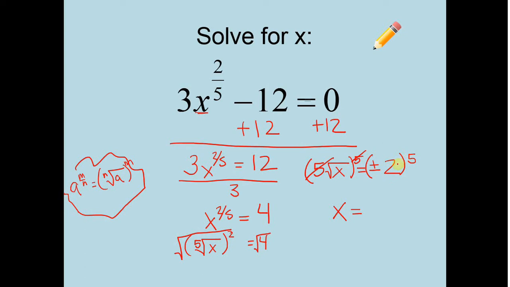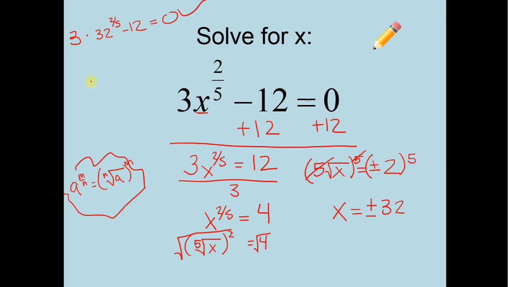We know that is 32, right? So plus or minus 32. So we have two answers for this problem, a positive 32 and a negative 32. So we need to check that. Put those in for x here. So I have 3 times 32 to the 2/5 minus 12. So 32 to the 1/5, that's 2. To the 2nd, that's 4. 3 times 4, that's 12. That does equal 0. So positive 32 works.